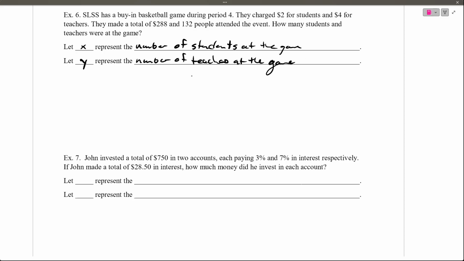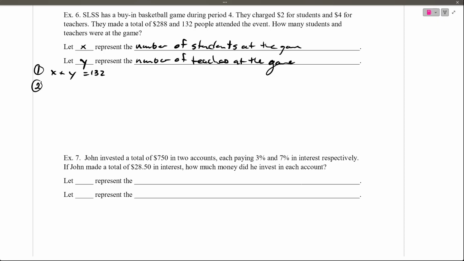Okay, so now we've got to come up with our equations. Equation number 1. We'll keep it the same way. In this case, the total number of people is 132. So if I combine all the teachers with all the students, I get 132. So that just means X plus Y is equal to 132.